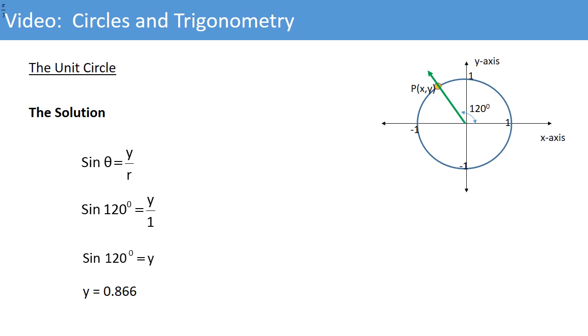That seems easy. Now, let's try it with cos. Cos theta is x over r. The cos of 120 degrees is x over 1. So the cos of 120 degrees is x, and x is negative 0.5.